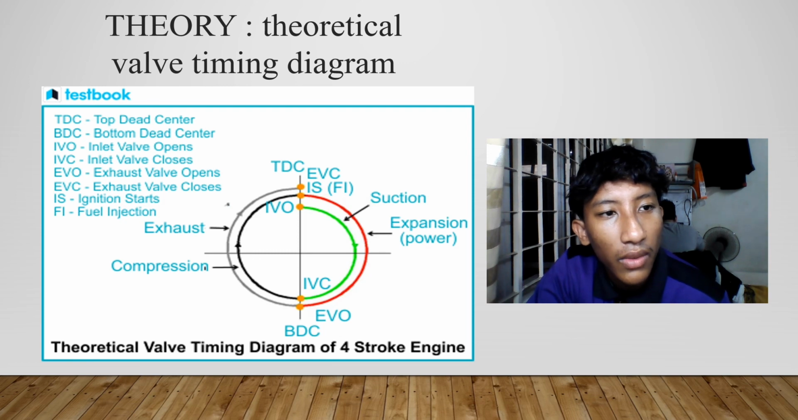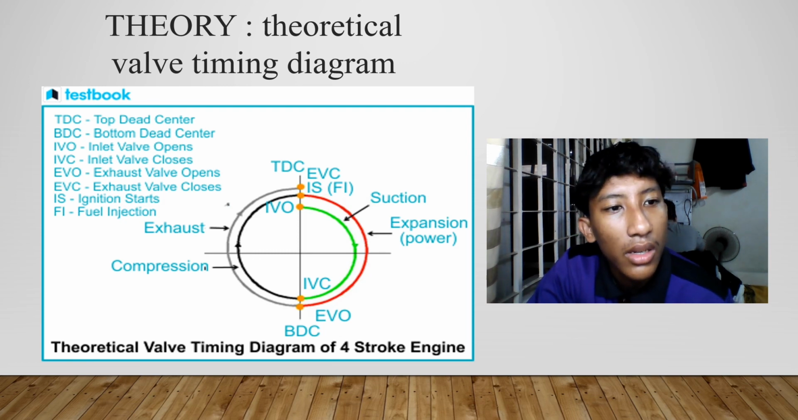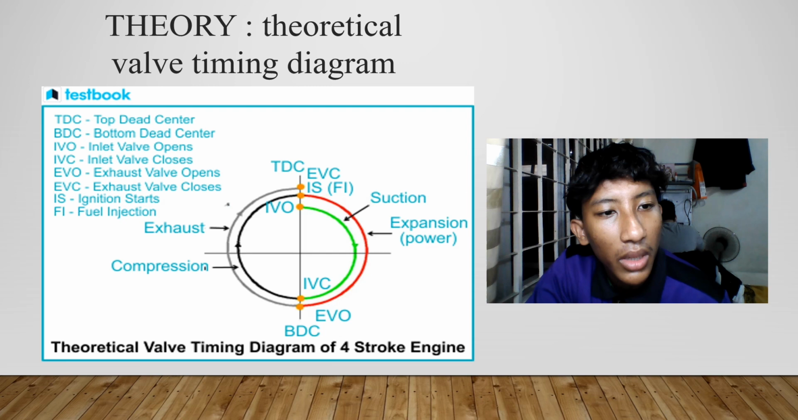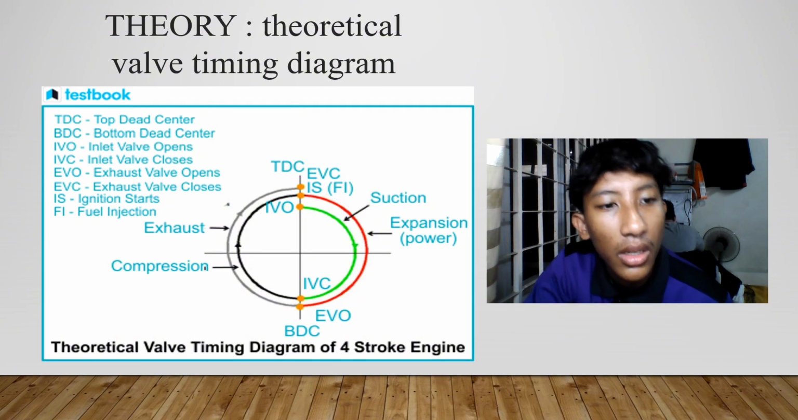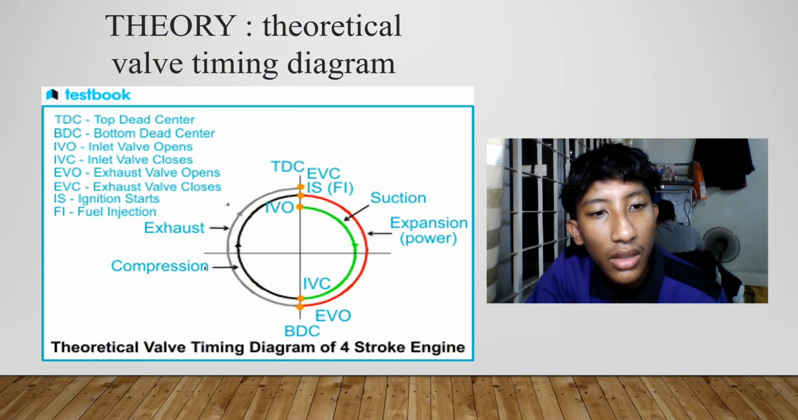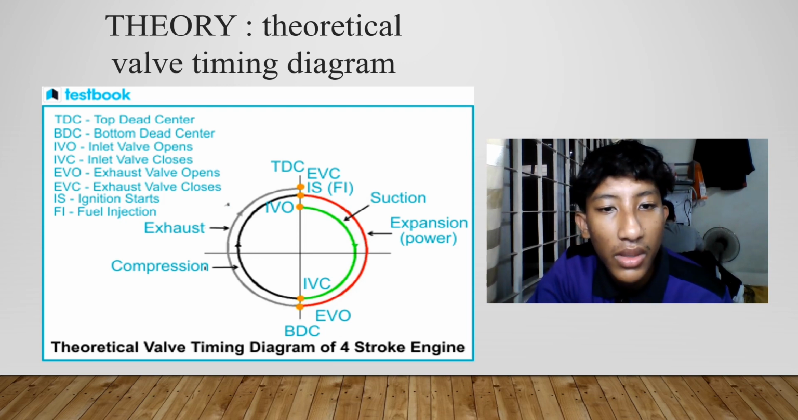So here we have a valve timing diagram. So what is a valve timing diagram? A valve timing diagram serves as a visual description that illustrates the precise moment when the intake and exhaust valves of any engine open and close. The timing of this valve action is intricately tied to the movement of the piston as it travels from the top dead center, TDC, to the bottom dead center, BDC, within the combustion chamber.